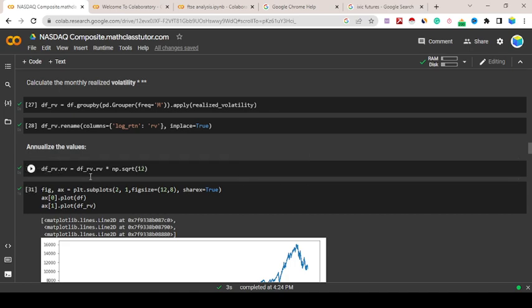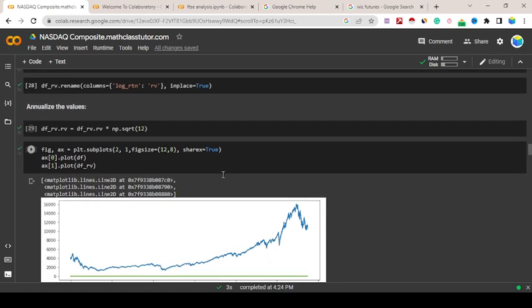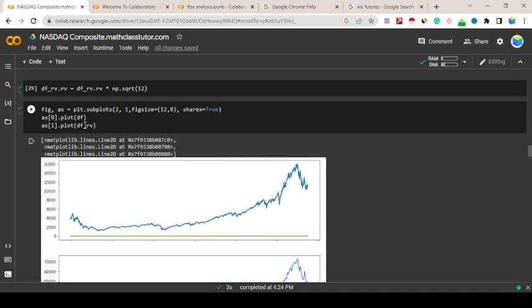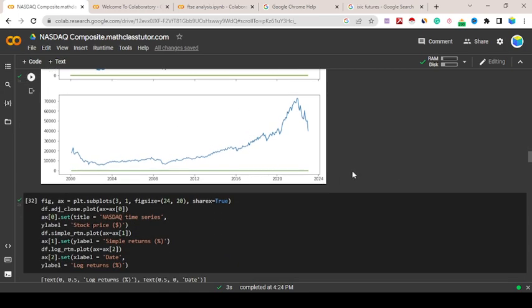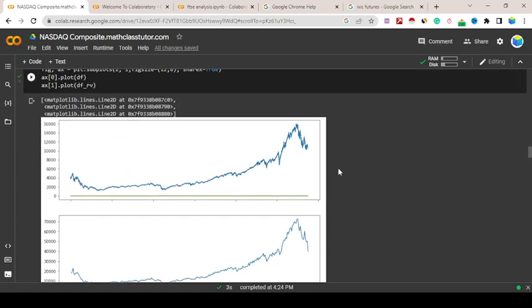So df_rv.rv will be multiplied by np.sqrt(12), and this is the figure we have. I have plotted the original price and the realized volatility. We can see here this data is more visible because this is a monthly realized volatility, so you can easily understand these concepts.